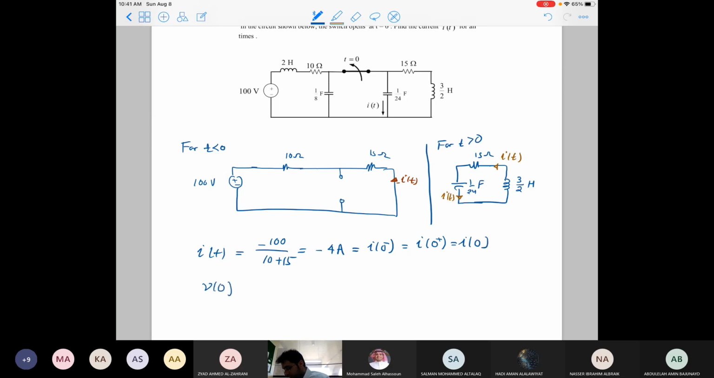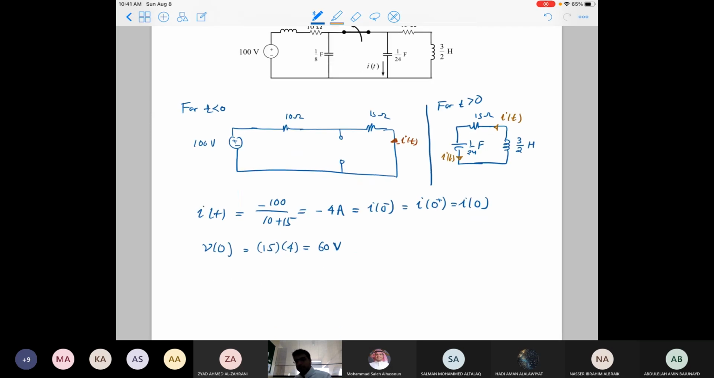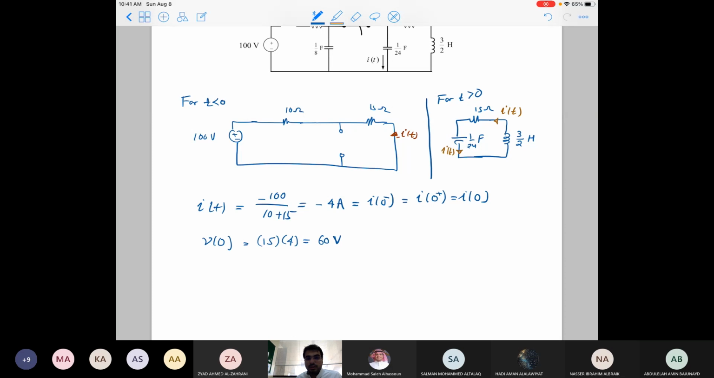The voltage across the capacitor is going to be simply 4 multiplied by 15, and this is going to be 60 volts. So, is it clear what we did here, Ali?